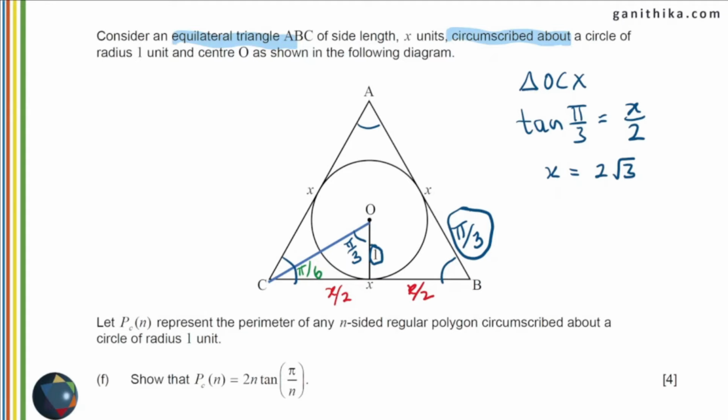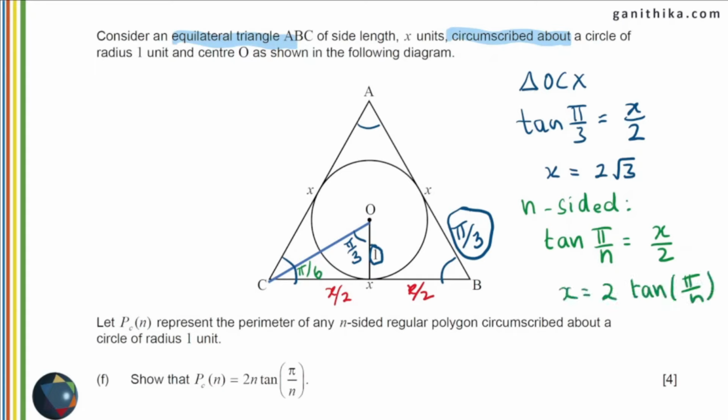So we know that we can make a right angle triangle in which the angle inside is going to be pi over the number of sides, in this case pi over 3. So if you have an n-sided polygon, the angle would be pi over n, therefore the expression would be tan pi over n is equal to x over 2, therefore x will be equal to 2 tan pi over n. So the perimeter of the n-sided polygon is going to be n times x, and the x that we found was 2 tan pi over n, therefore the perimeter PC of n is equal to 2n tan pi over n, which is what we want to prove.